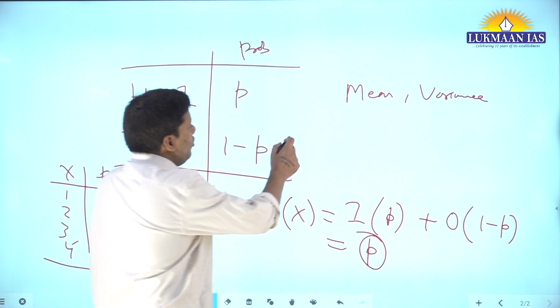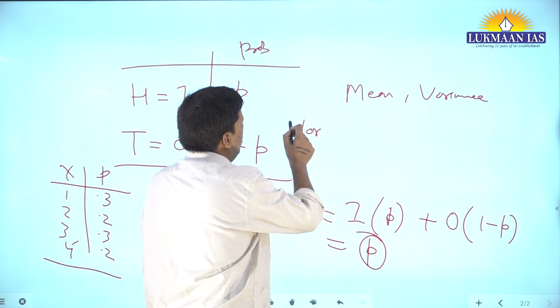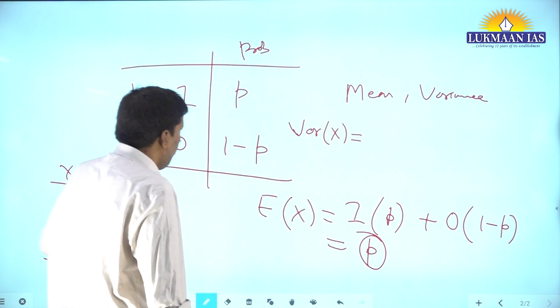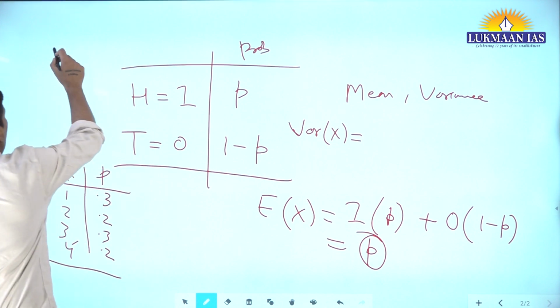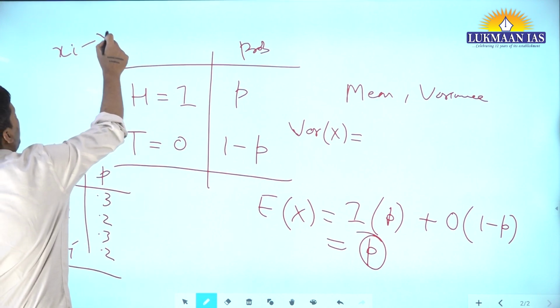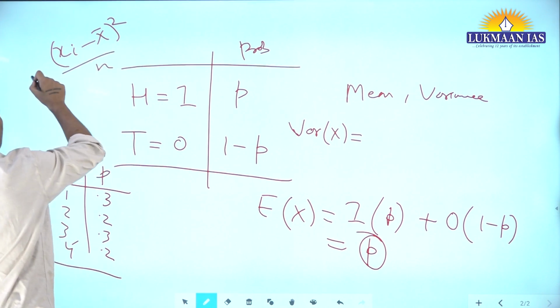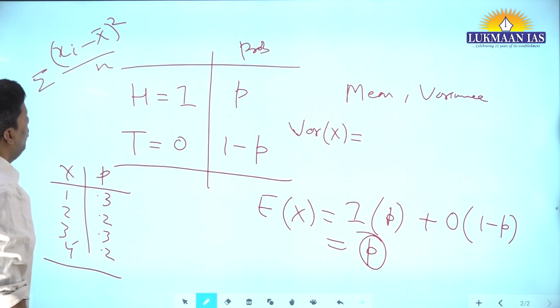Now variance. What will be the variance of this experiment? Variance would be given by, tell me, you know the formula. P times xi minus x bar whole square upon n, sigma.